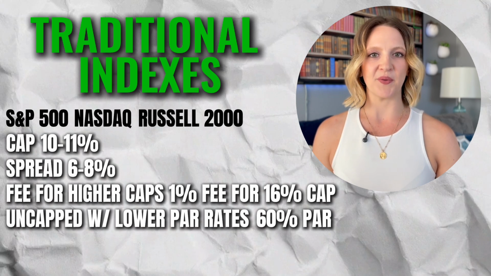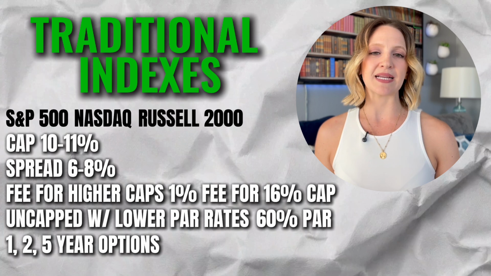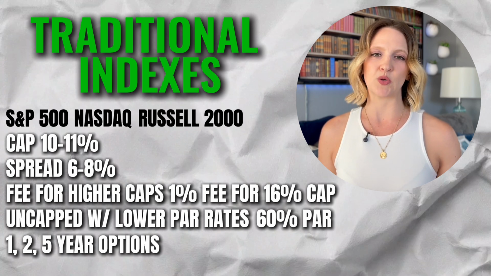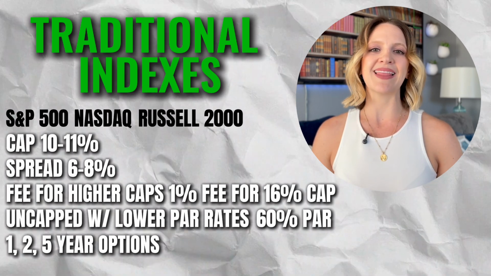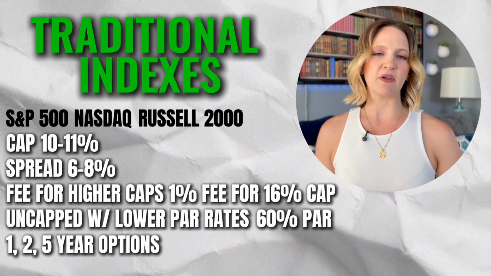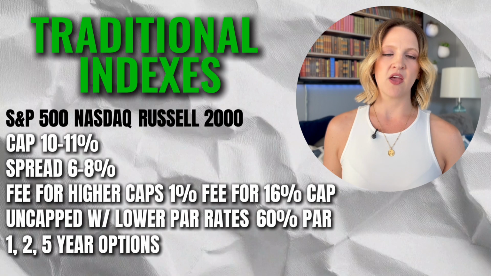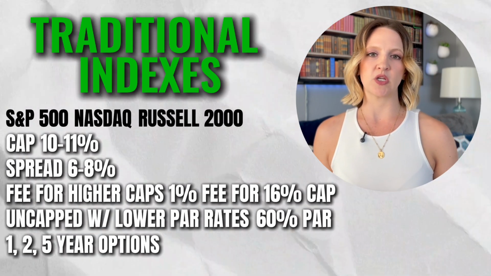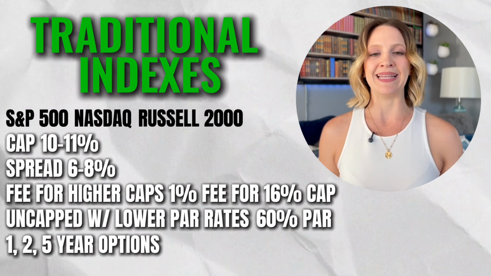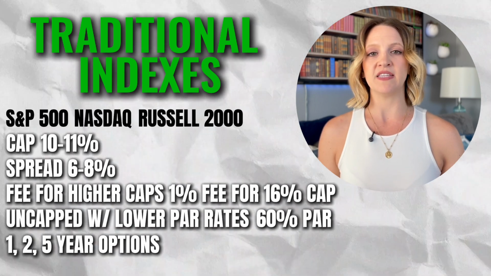And with the traditional indexes, you'll also usually see 1 year, 2 year, and sometimes even 5-year index crediting periods, which is just the length of time that they are measuring in the market. So 1 year would be, for example, from January 1st, 2024 to January 1st of 2025, where 5-year would be from January 1st, 2024 to January 1st of 2029, meaning you're not getting any interest credited in your account for 5 years.